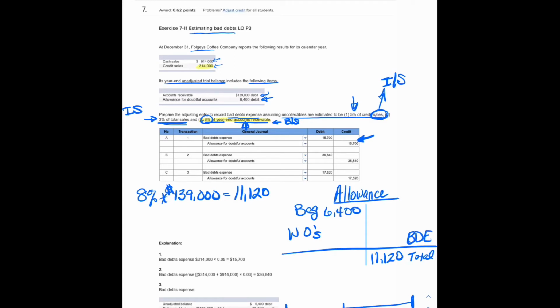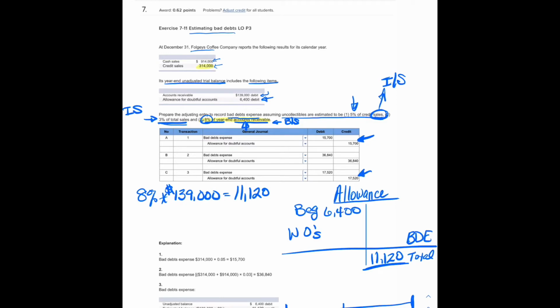$0 will clear that, and then I need $11,120 extra to get me to this ending balance we need. So if I take my $6,400 beginning balance plus my $11,120 that I need in my credit balance, I'll come out to $17,520 that needs to be used for my actual adjustments.